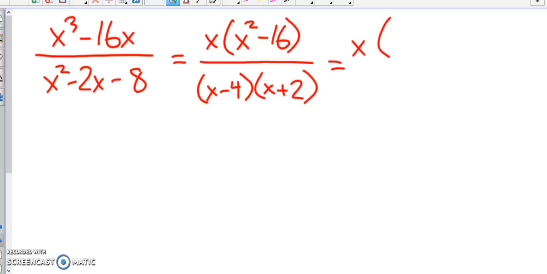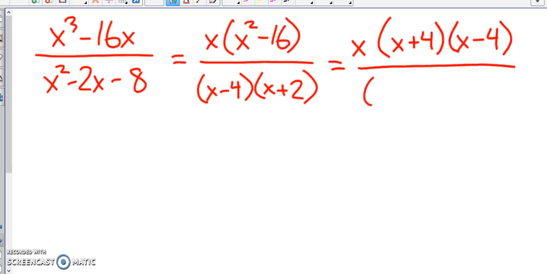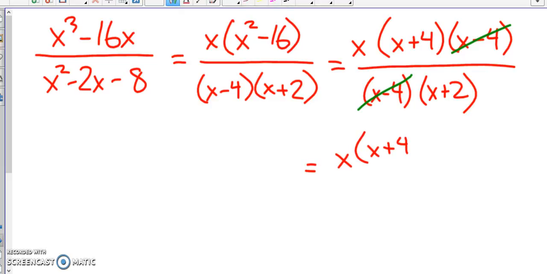So this would be x times (x plus 4) times (x minus 4) over, now this bottom part stays the same. And notice that you've got the common x minus 4. So this would be x times (x plus 4) over (x plus 2). I'm not going to make you redistribute that. That would be a perfectly good answer.